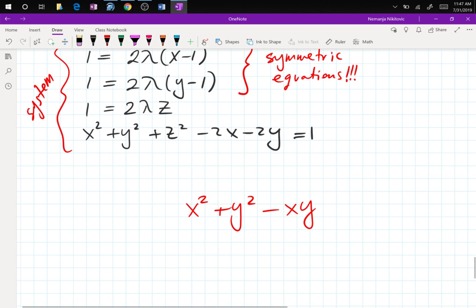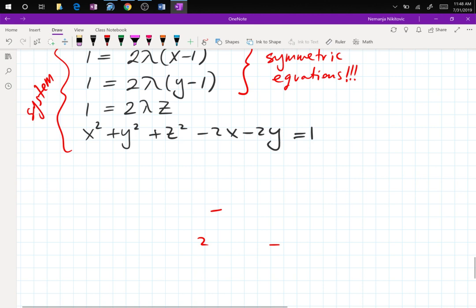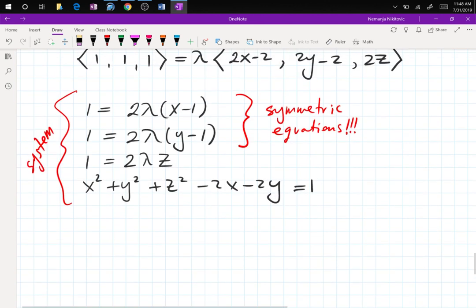If I want to kill the symmetry, all I need to do is to change this into a minus. It's no longer symmetric, because now y squared minus x squared is not the same as x squared minus y squared, right? So symmetry is something that you exploit if you have it. Because these two are symmetric, you replace x and y, you get the same equations back. That immediately means that x is equal to y.